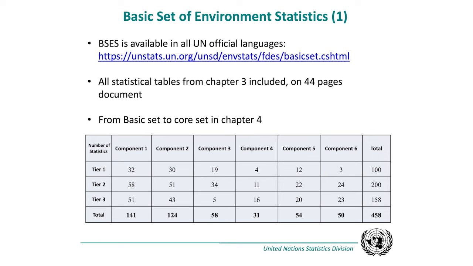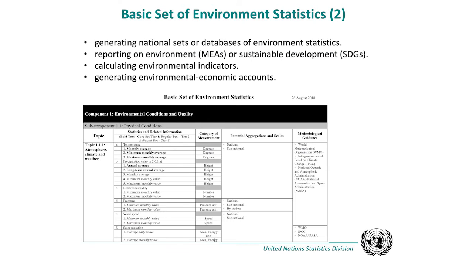The set is called basic because the statistics are presented in their simplest and most applicable form. They are only accompanied by key metadata, such as category of measurements, suggested aggregations and scales, and key methodological guidance sources. The Tier 1 statistics are shown in bold, Tier 2 in normal text, and Tier 3 in italics.